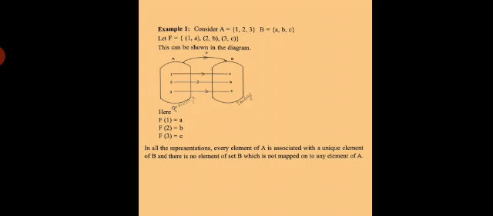So here f of 1 we can write as a, f of 2 is equal to b, f of 3 is equal to c. In all the representations, every element of A is associated with a unique element of B, and there is no element of set B which is not mapped onto any element of A. All the three elements of A and all the three elements of B are mapped to each other.